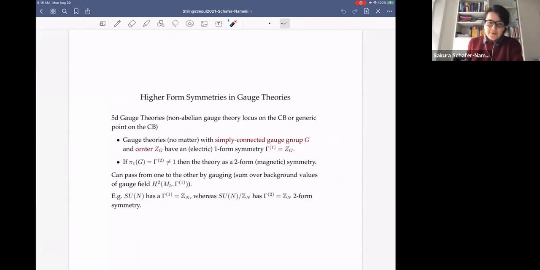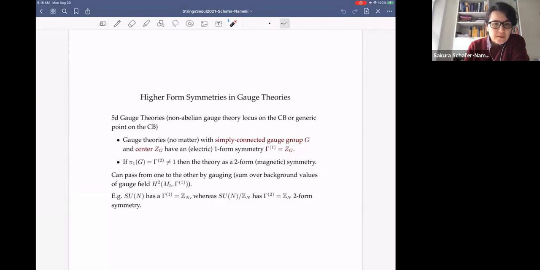Okay, so in five dimensions, how do we actually even start studying these types of symmetries? Well, Cyril told us there's the Coulomb branch where we have some IR gauge theory description, and we could start just looking at that, either a non-abelian gauge theory locus on the Coulomb branch or a really generic point where the theory is a U(1) with some charged matter. So from that point of view, if you have a gauge theory with a simply connected gauge group G, the same arguments as in four dimensions go through. We have a center electric one-form symmetry given by Z_G.